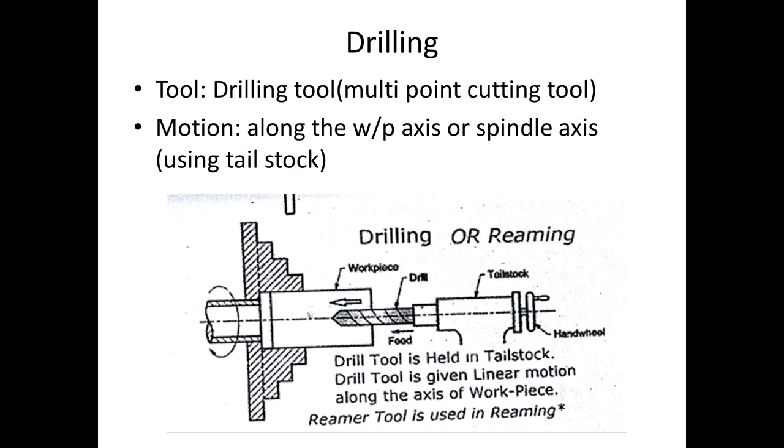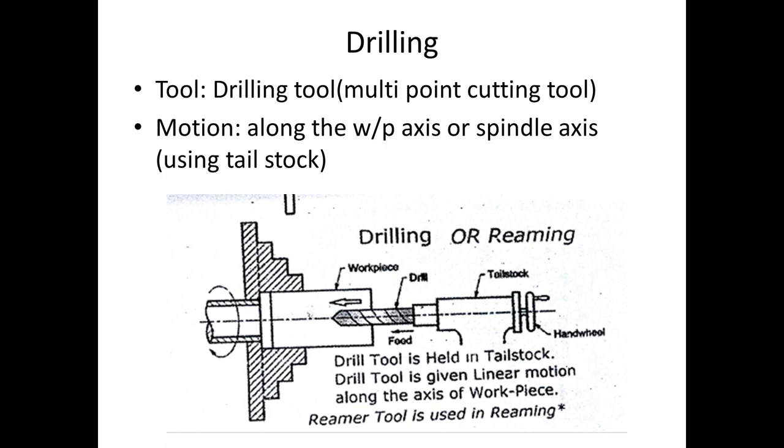Next, drilling operation on a lathe machine. So we can do the drilling operation, creating a cylindrical hole, on a lathe machine, where we need to place a twist drill bit inside the tailstock dead center, to create a hole in cylindrical objects. The motion in case of drilling operations is by using the tailstock. So here you can observe in this diagram, a drill bit is given a feed, whereas the workpiece is rotating, which is placed inside the chuck.